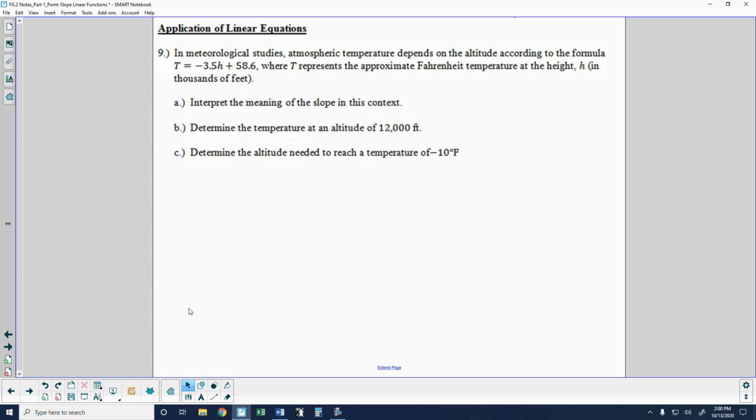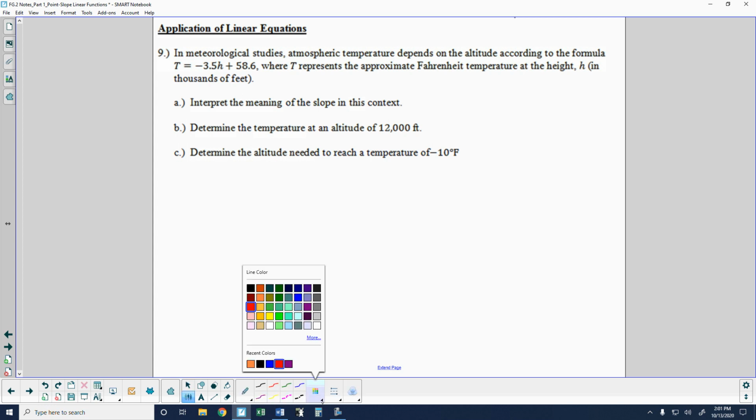Problem number 9 says, in meteorological studies, atmospheric temperature depends on the altitude according to the formula T equals negative 3.5 H plus 58.6, where T represents the approximate Fahrenheit temperature at the height H in thousands of feet. First thing it says is interpret the meaning of the slope in this context. So if we want to interpret the meaning of slope, we probably need to know what the slope is.